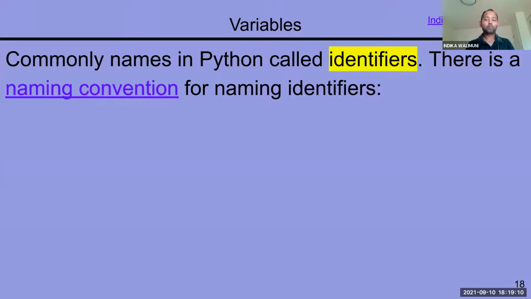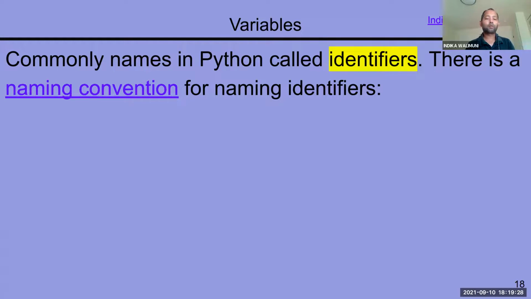Right, so we'll be learning modules pretty soon. Right, and then it could be simple, just a value like 20. Okay, so commonly we call them identifiers, and there's a convention for naming identifiers.